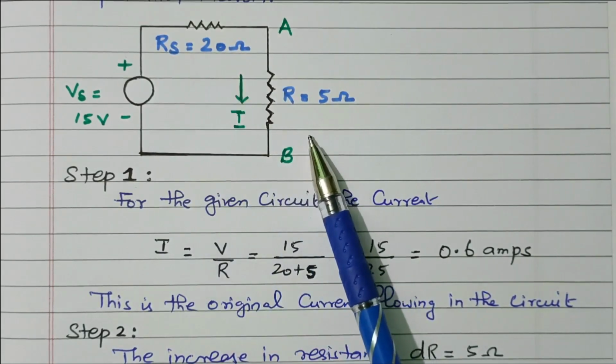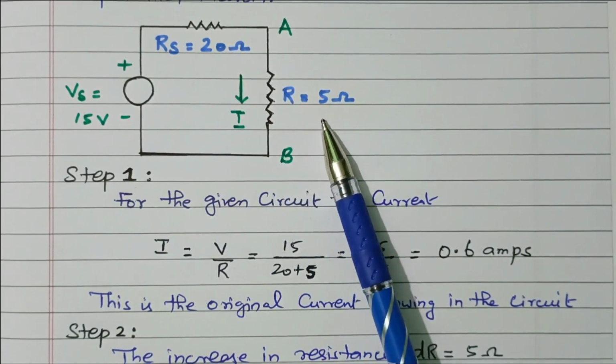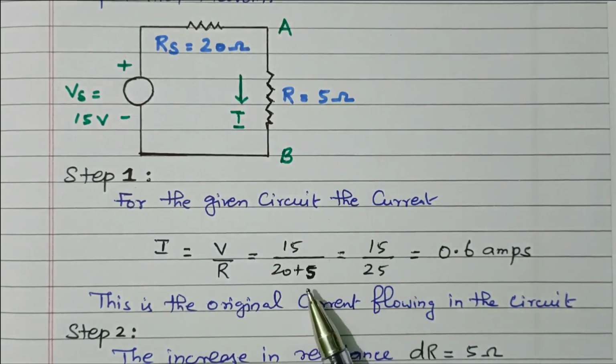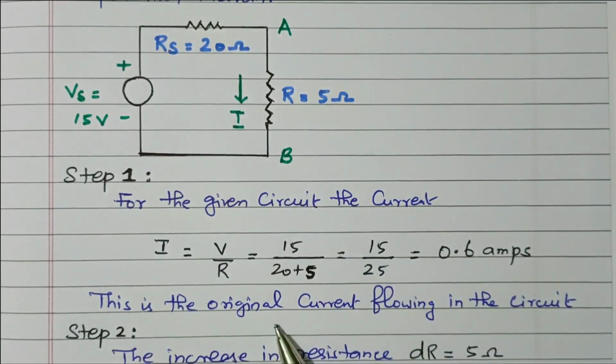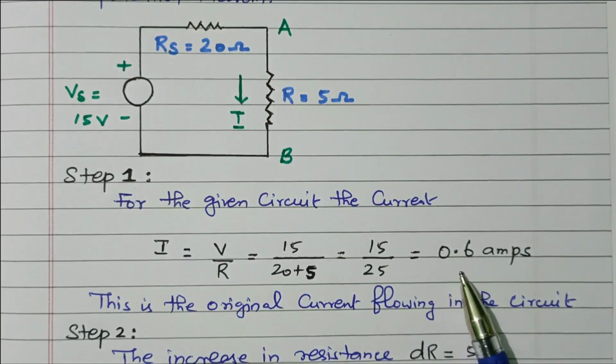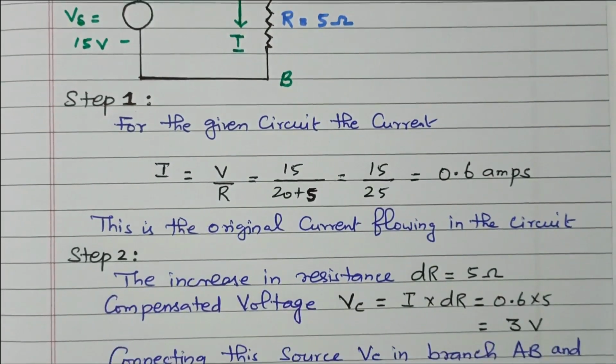This is the original circuit. Only then will we go for increasing the resistance. Now we take the resistor as 5, so 20 plus 5 is 25. 15 by 25 is 0.6 ampere. This is the original current flowing in the circuit, right? So before increasing the resistor value, we identified the current flowing through the original circuit, that is 0.6 ampere. Now we'll go to increasing the resistor.